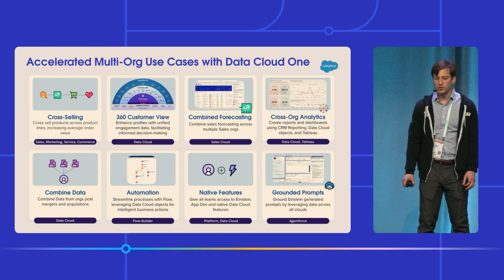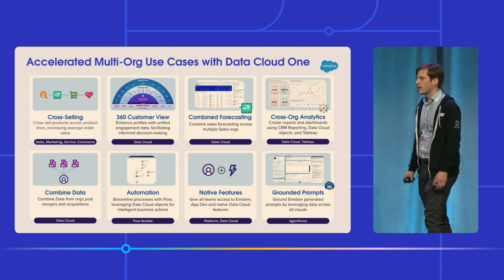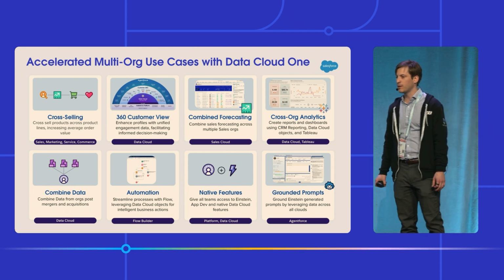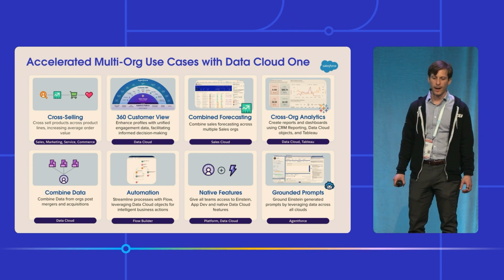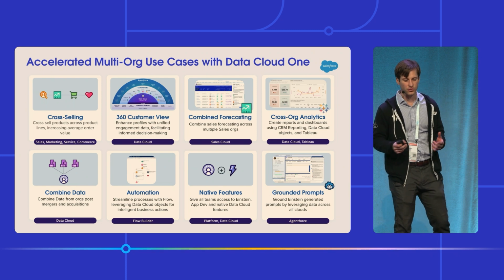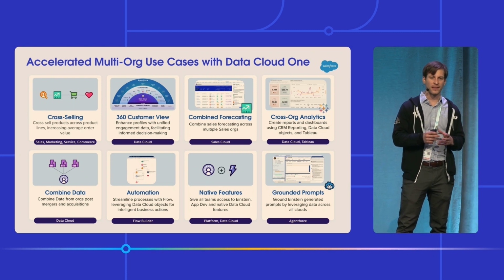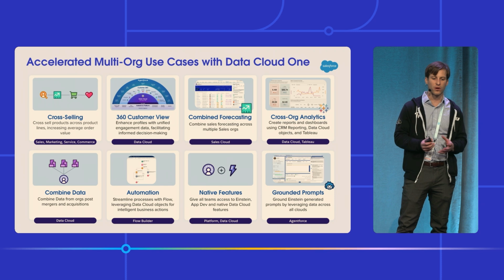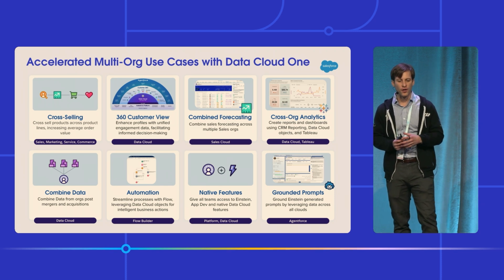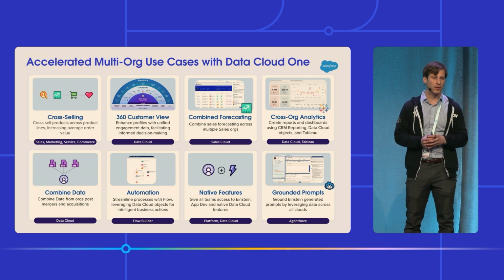So that is just one use case that we're showing, but Data Cloud 1, by really enabling this multi-org architecture, really opens up a variety of different use cases. We just talked about creating that customer 360 view and making it available across all your orgs. Another good example there is enabling cross-selling.